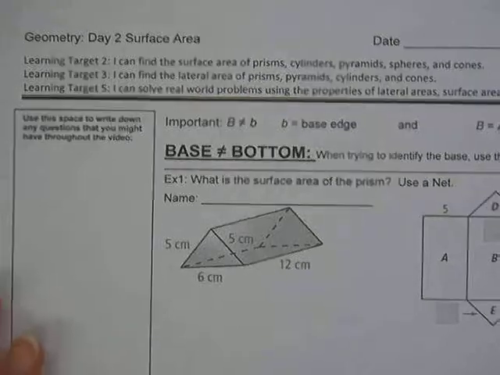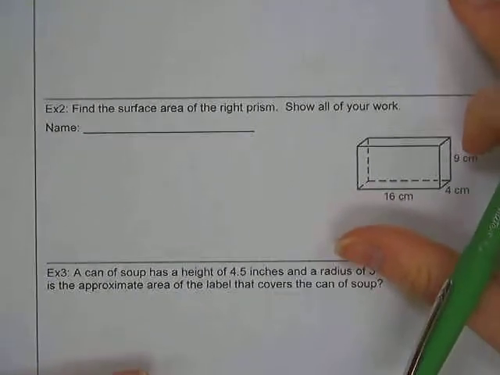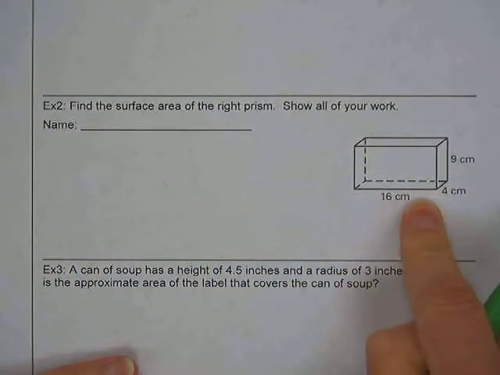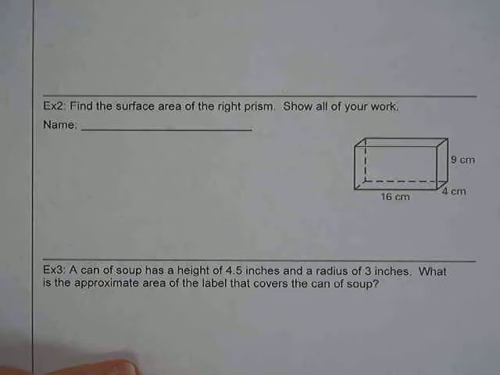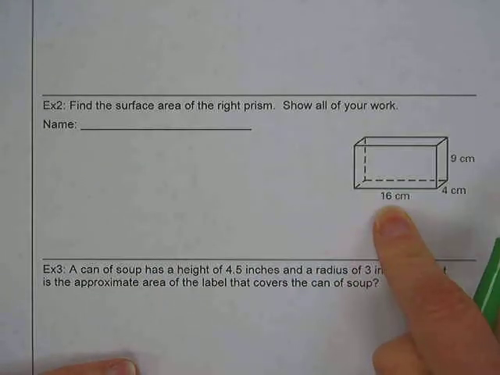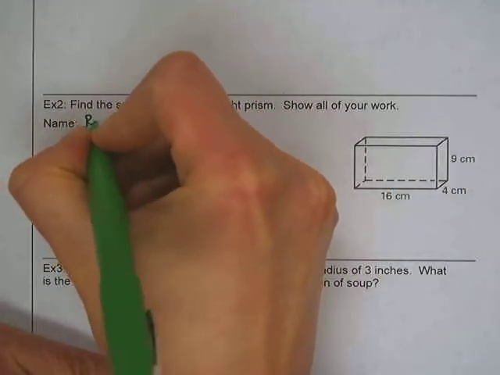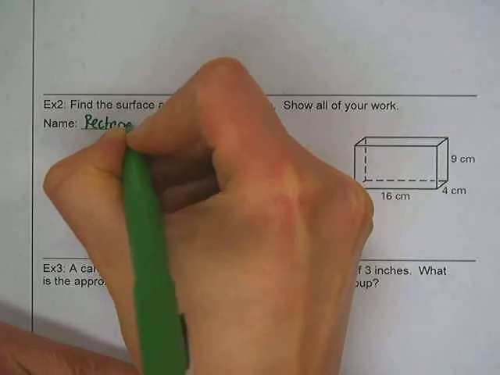To get started, I think what will be easiest is actually to start with example 2, because I think this is probably what you're more familiar with. So we're going to find the surface area of the right prism over here. Now, to do so, I think what's helpful is to first identify what is the name of this prism. Hopefully you're able to distinguish that this is a rectangular prism.